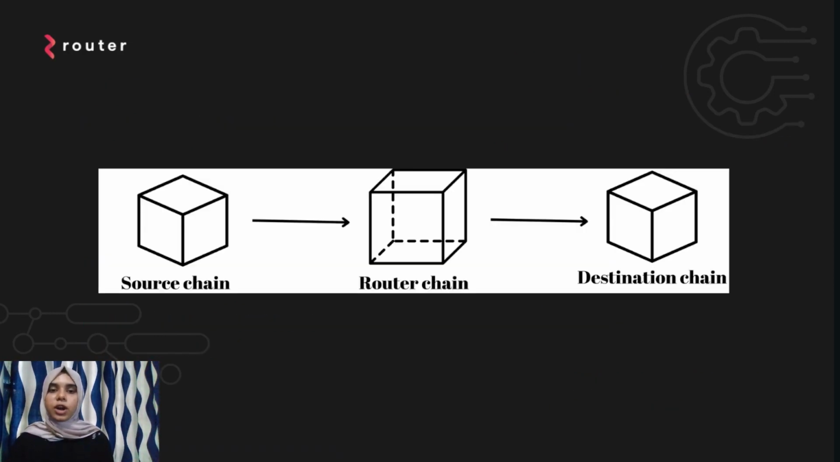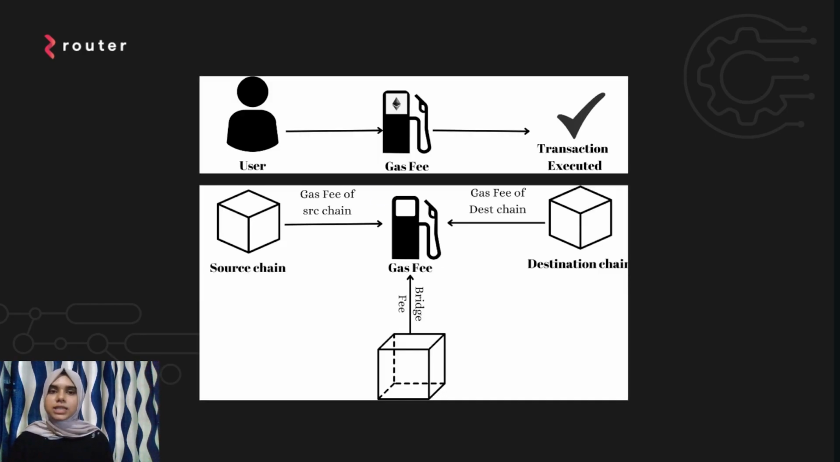With the help of Router Protocol, users can initiate a transaction on one blockchain network and have it executed on another network, building for a truly interoperable world. The structure of gas payment in a cross-chain transaction is different from a single-chain transaction. In a single-chain environment like Ethereum, all you have to pay is the Ether gas fee and the transaction is executed.